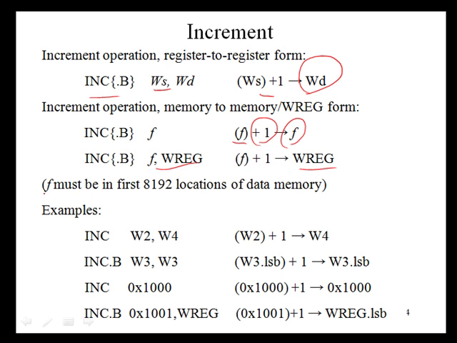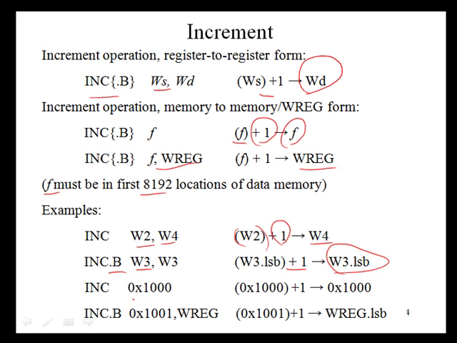We had the same limitation as with the add subtract forms of these instructions, in which F must be in the first 8,192 locations of data memory. So here's some examples here. Increment W2, W4. This is a word operation. We're going to take the 16-bit value in W2, add 1 to it, stick the result in W4. Here's a byte operation. We're going to take the least significant byte of W3, add 1 to it, and stick the result back in the least significant byte of W3.